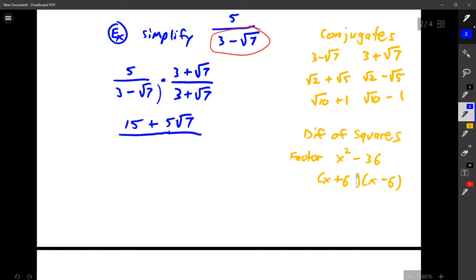So we have distribution here as well. We have to FOIL this. So we have 3 times 3, that's 9. Then I can do the 3 times root 7, so plus 3 root 7. So I use this first 3 both times. Now I have this negative root 7 times 3. That gives me minus 3 root 7. And I have this negative root 7 times this positive root 7. That's going to give me minus root 49.